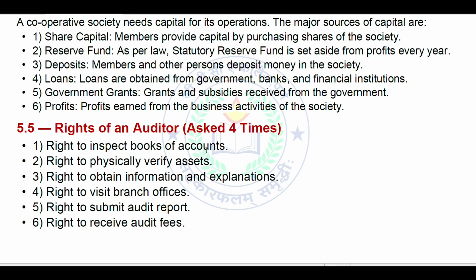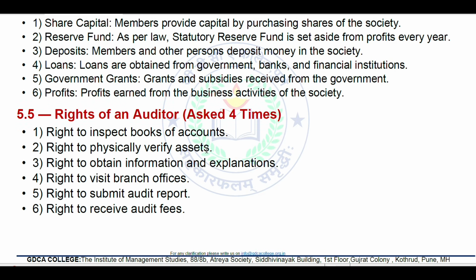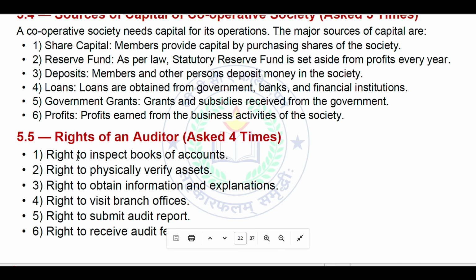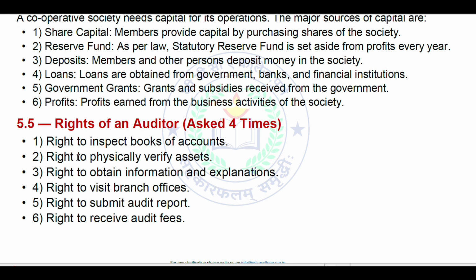Number five, rights of an auditor. You have to write any 6 rights actually. Right to inspect books of accounts. You can write much more if you want to here in the notes. So don't write these points only. Write the need of a particular point, just extend it. Number two, right to physically verify assets, right to obtain information and explanation, right to visit branch offices, right to submit audit report, right to receive audit fees. So if this question comes, you can write in a more extended way for these short notes.